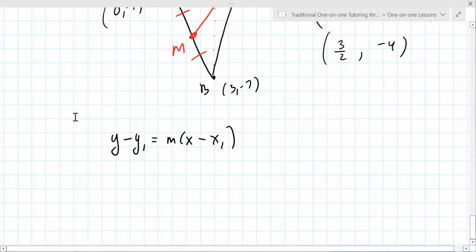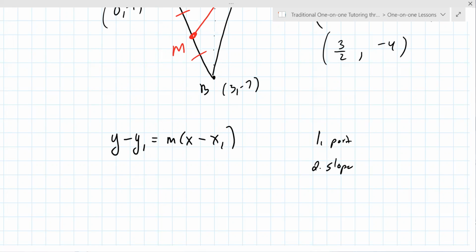What do you need for this? You need a point and a slope. So I can just insert 3/2 and negative 4 as x1 and y1, correct? Yeah. So for slope, y2 minus y1 over x2 minus x1.